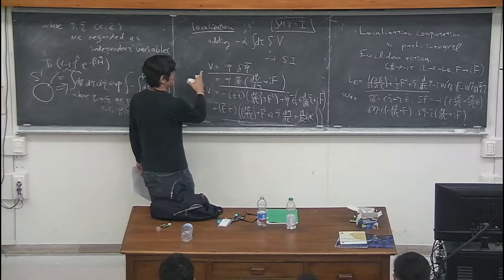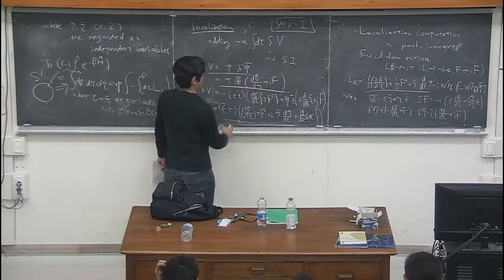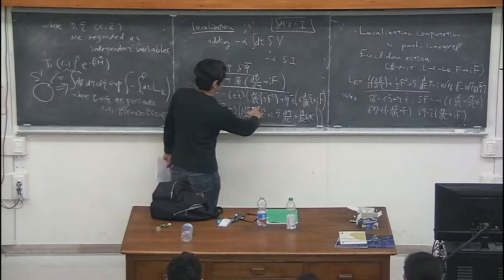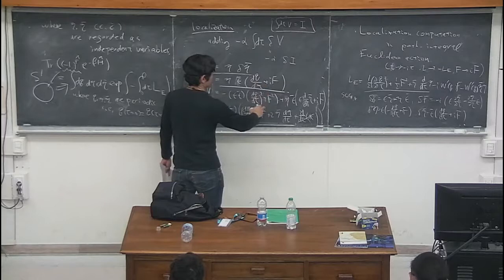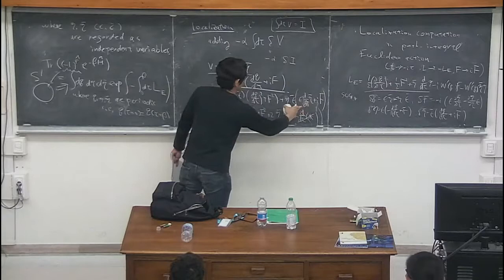This is just acting delta on this eta and Q and F. Delta acting on eta gives this one. The square of this one gives this one, delta eta times this one. Delta acting on Q gives these terms or something. Plus iF. Okay.